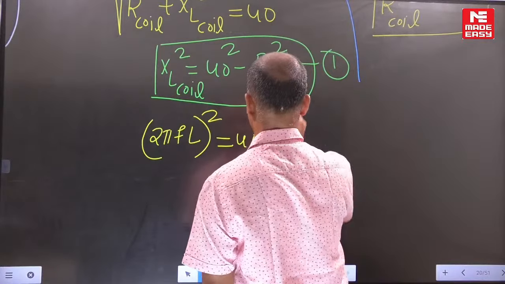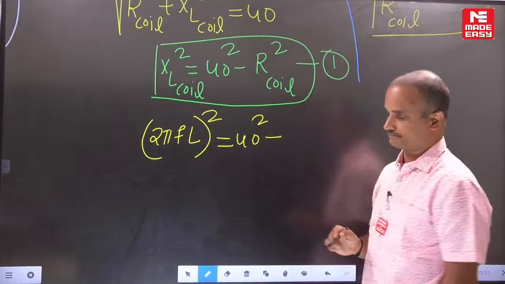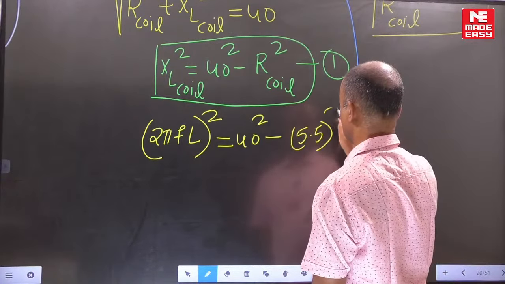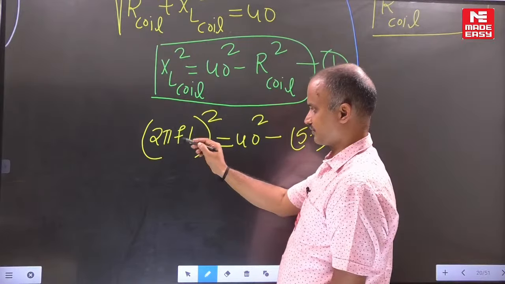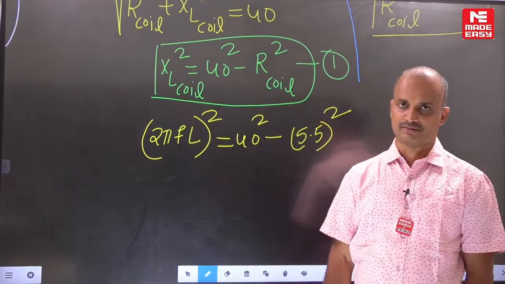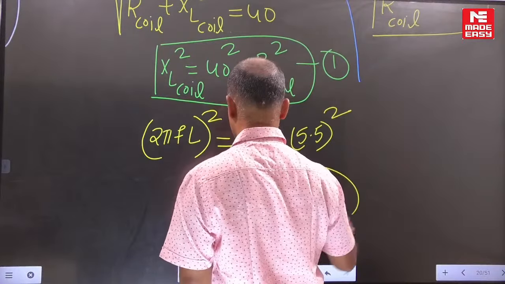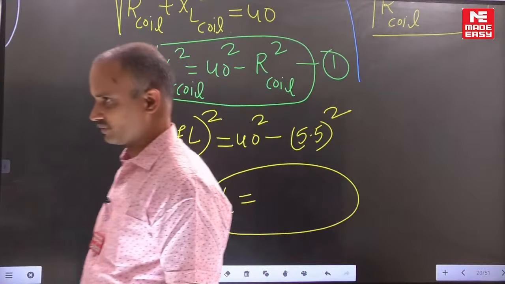Now, the resistance of the coil. Regarding the resistance of the coil, we already concluded it. How much did we get? 5.5. Check and simplify. In the question itself, frequency was given. What is the frequency? 60. Can you find out the respective inductance value?